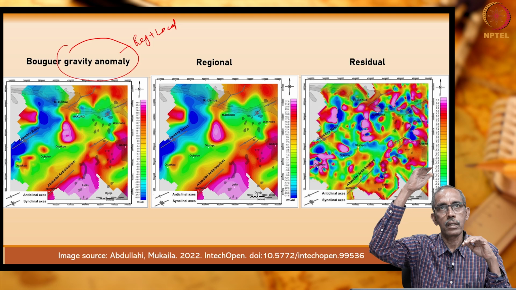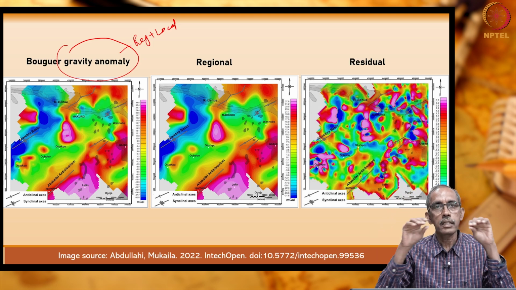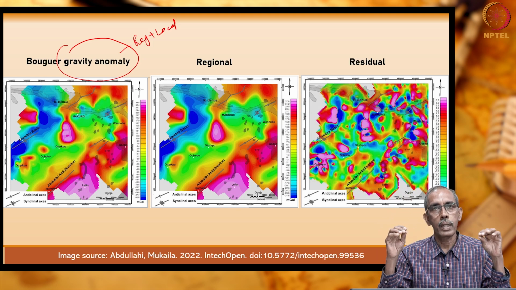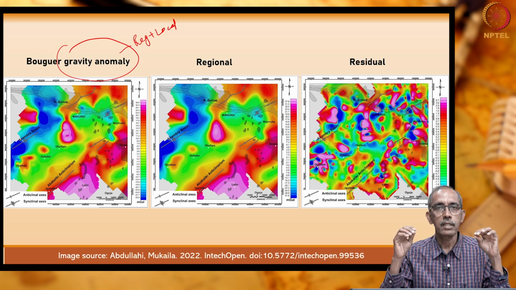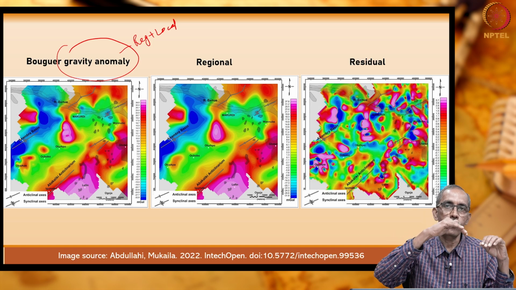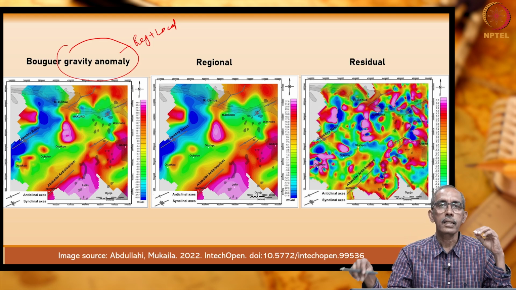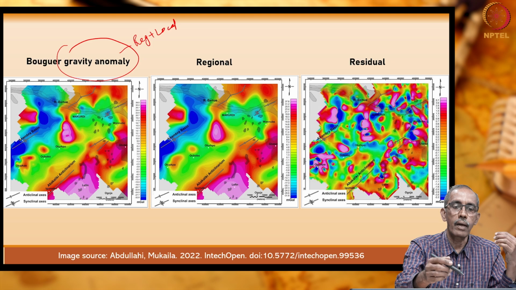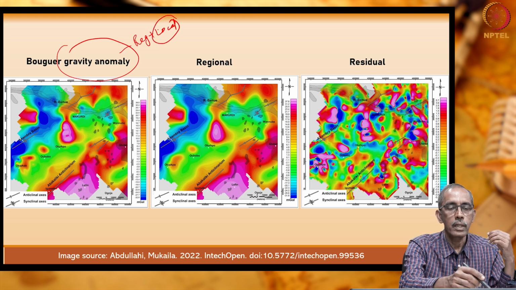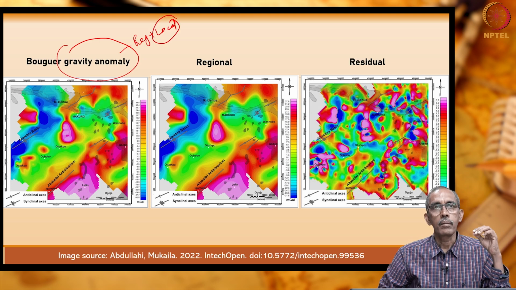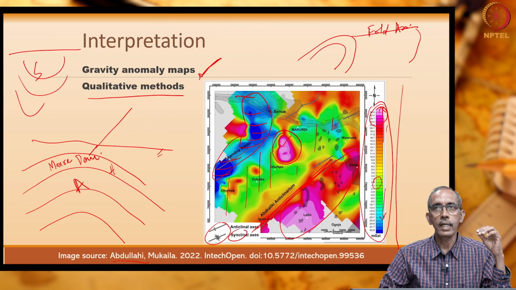That is regional. Then within the shallow depth, maybe up to 1 or 2 kilometers, or within 10 or 20 meters, the density of formations may vary, or there can be some shallow geological structures such as faults or major faults. They are going to exert some influence on the measured gravity, that is local. So, here we have the Bouguer gravity anomaly map, which includes regional as well as local, something like what we had seen here, right.